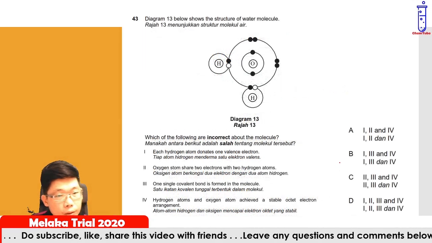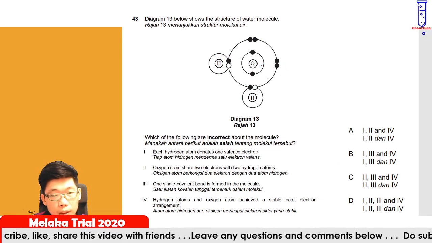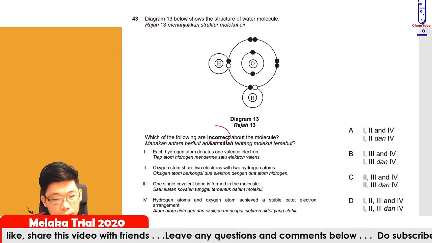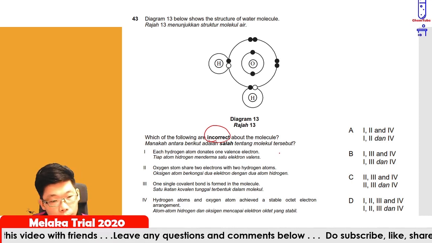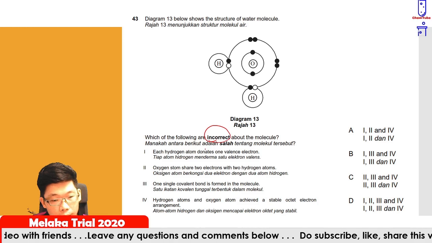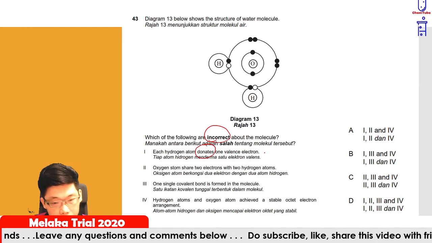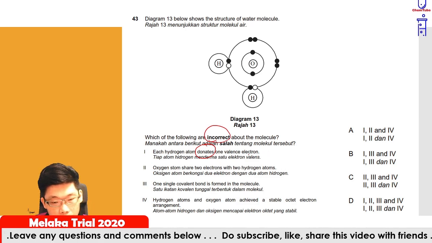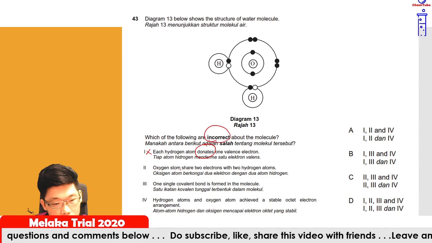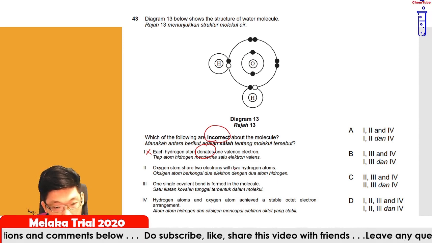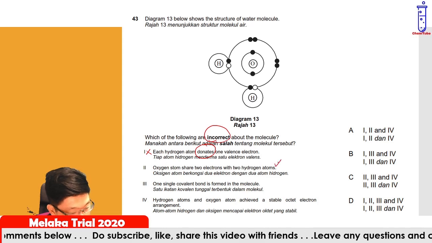Question 43. The diagram shows the structure of the water molecule. Which one is incorrect? Each hydrogen atom donates, that is incorrect. So one is incorrect now. The oxygen atom shares two electrons with two hydrogen atoms. This one is correct.